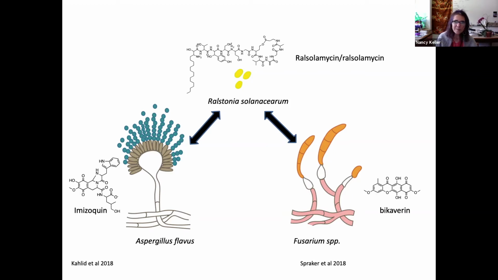Many years later, we know what's happening between these organisms, and the response of these organisms to each other is in part mediated by three secondary metabolites. A lipopeptide we call ralsolamycin, made by the bacterium. A non-ribosomal peptide we call imizoquin, made by Aspergillus flavus. And a polyketide made by Fusarium species called bikaverin. I want to put a shout out. These papers are published, so I won't go into them in great detail. A shout out to our excellent collaboration with Dr. Frank Schroeder's lab on these projects.